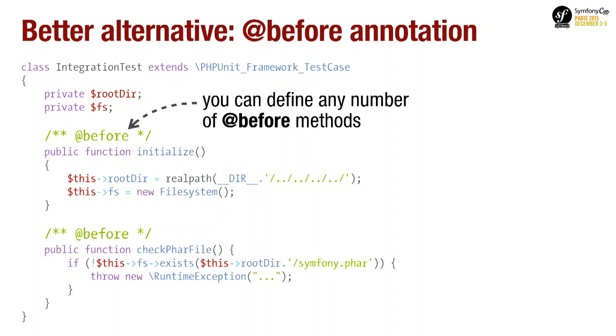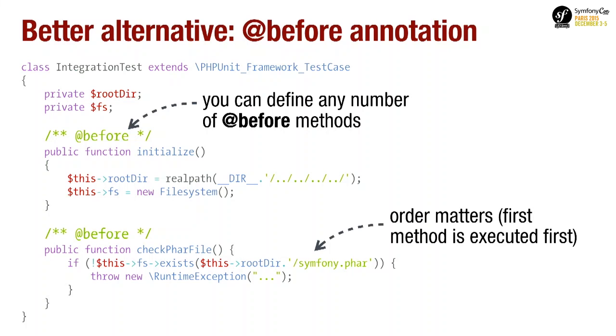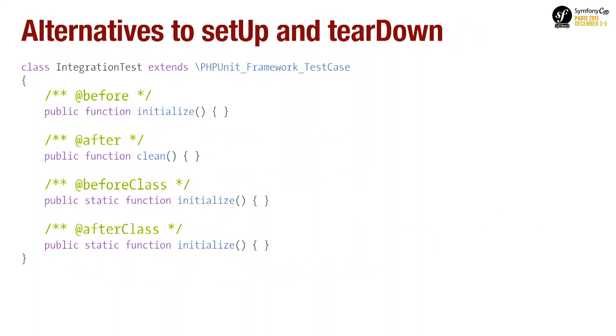And you can have any number of before methods, not only the one setUp, any number, so you can do small and meaningful methods. Obviously the order matters. The first one is executed first. And the same goes for the other ones, the tearDown and the setUpBeforeClass, everything. There are annotations. So probably you should start using them.